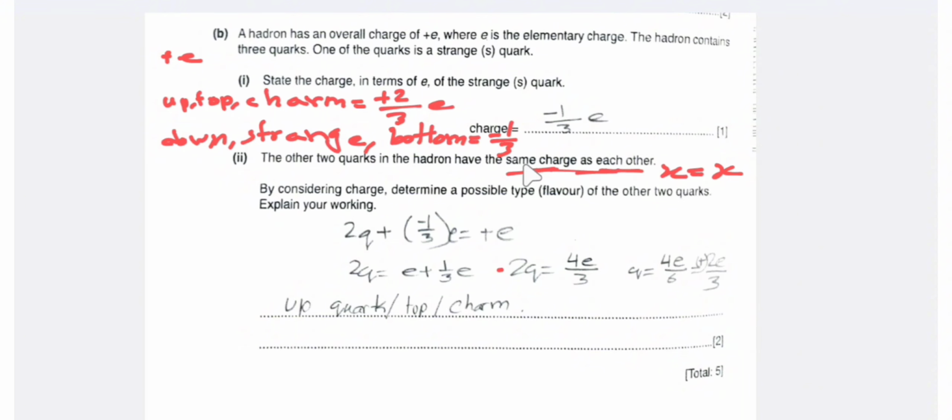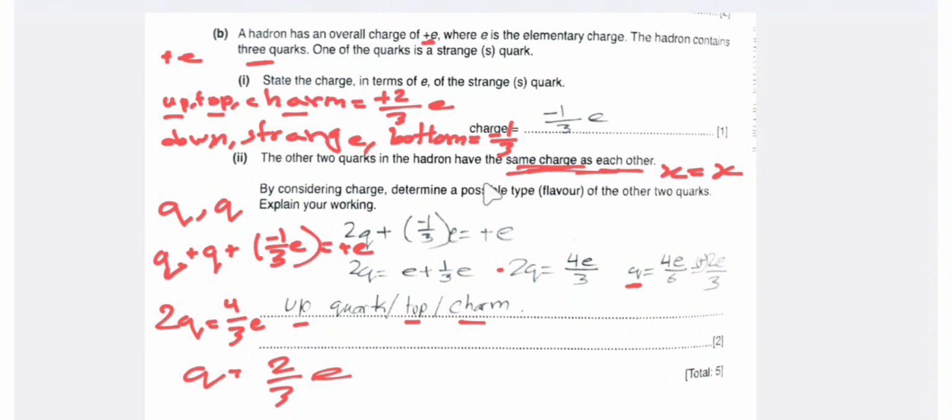So for 1 quark, the charge is 2 by 3e. So 2 by 3e can be an up, top, or charm quark. What is the possible flavor of the other two quarks? It can be an up quark, or a top quark, or a charm quark. You can write any one of the three, since all three have a charge of plus 2 by 3e.